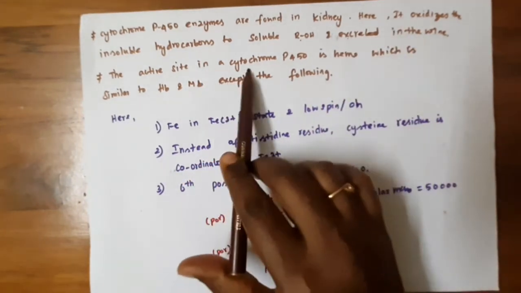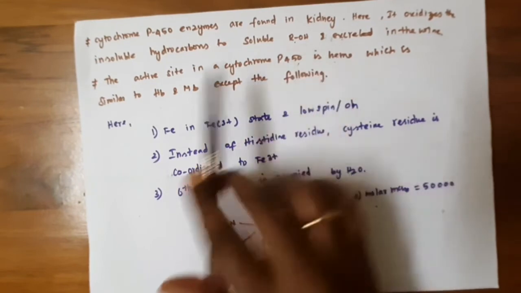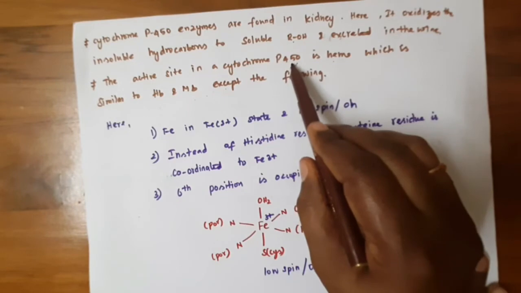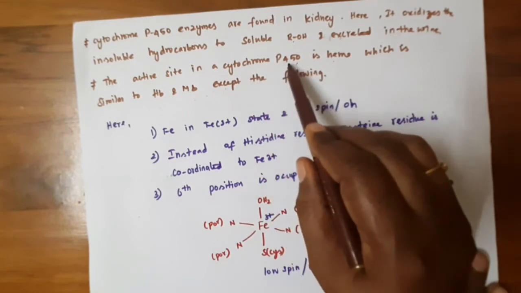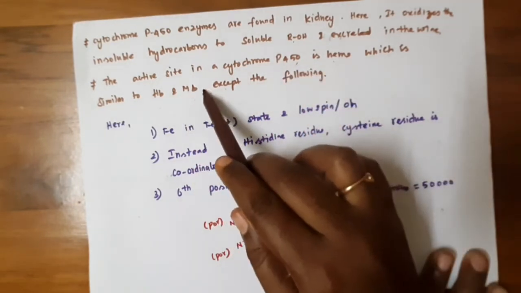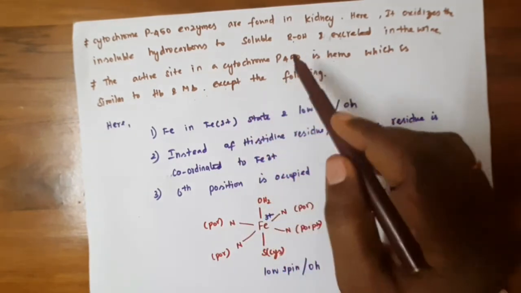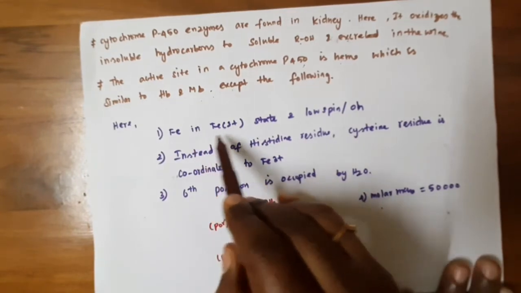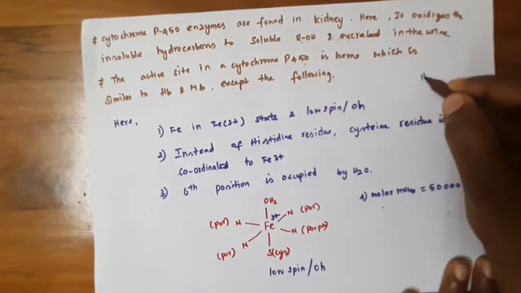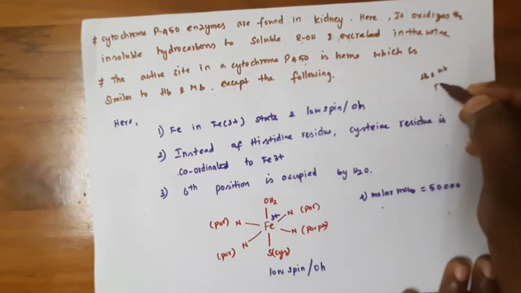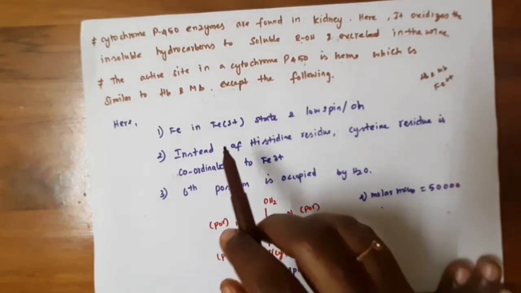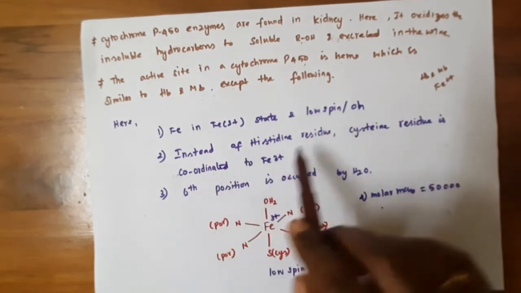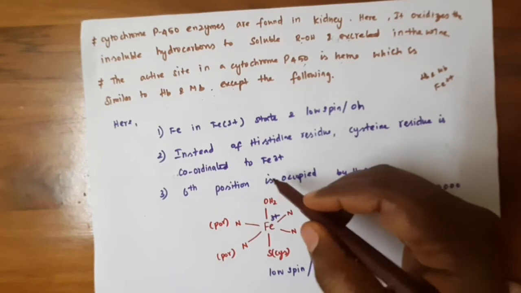The active site in cytochrome P450 is heme, which is similar to hemoglobin and myoglobin. So the structure of cytochrome P450 is similar to hemoglobin and myoglobin, but there are some exceptions in the structure. Let's see some exceptions. In cytochrome P450, iron is in the Fe3+ state, but in hemoglobin and myoglobin, Fe is in the +2 state. And it is low spin and octahedral. Instead of a histidine residue, a cysteine residue is coordinated with the Fe3+.